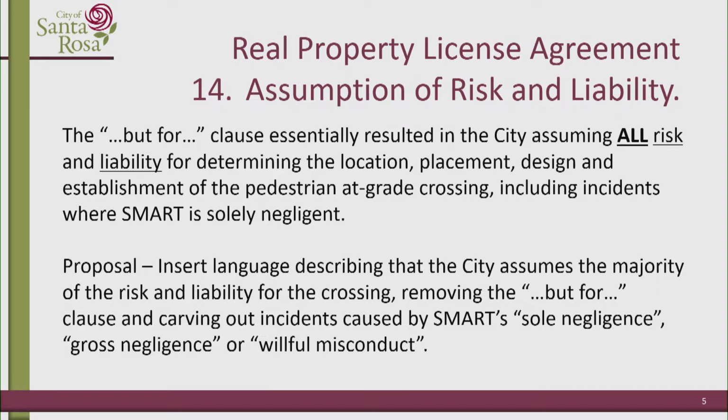SMART was willing to adjust language within this particular section, removing the "but for." What it does do is identify that the city made the specific request for this crossing, that the city is predominantly responsible for activities occurring relating to this crossing. But it doesn't create that "but for" component that draws us into any potential challenge that might occur moving forward. We found this to be a very successful negotiation that ultimately resulted in both entities seeing the predominant value of what they were looking for from this particular statement.